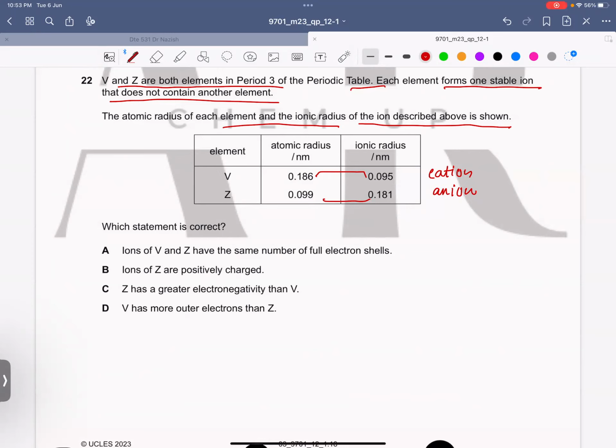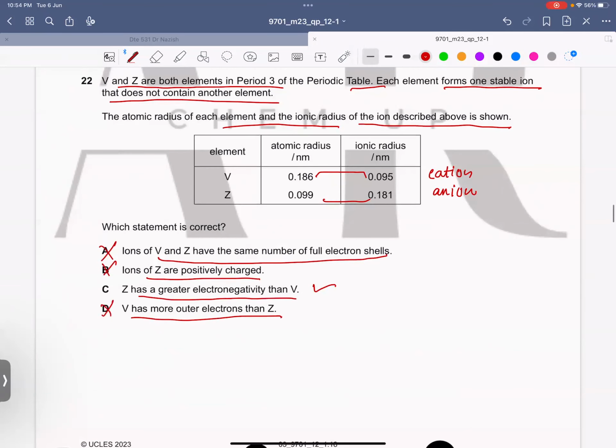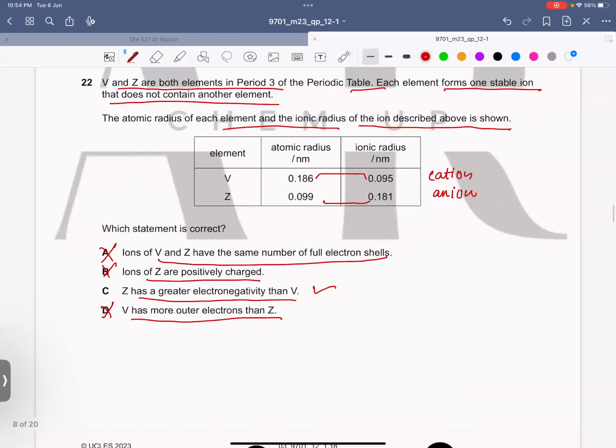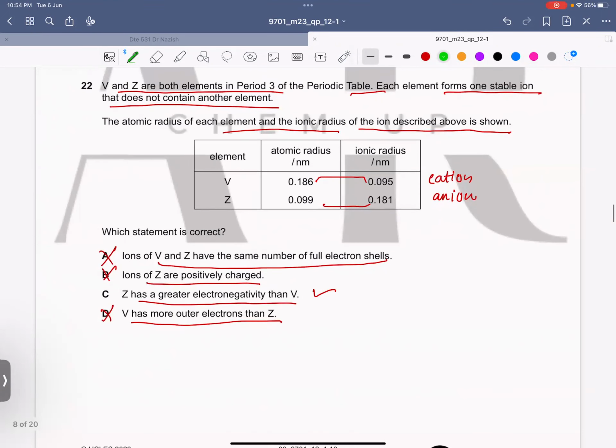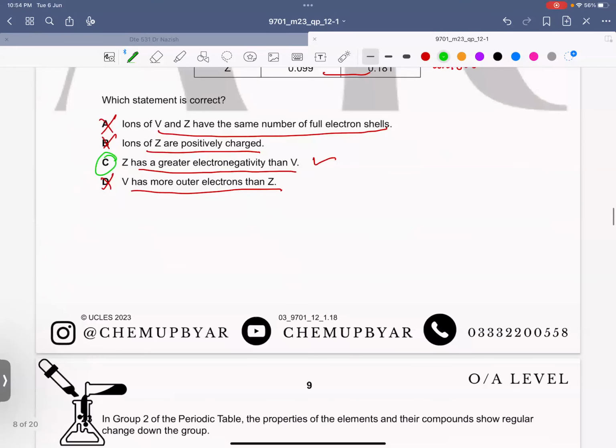What they are saying in the first statement: ions of V and Z have the same number of full electron shells. No, it is not possible. Ions of Z are positively charged. No. Z has a greater electronegativity than V. Yes, that's why it is forming an anion. V has more outer electrons than Z. No, because it's forming a cation, so it always has fewer electrons in its outermost shell. So C is correct. The rest are wrong. Now, question number 23.